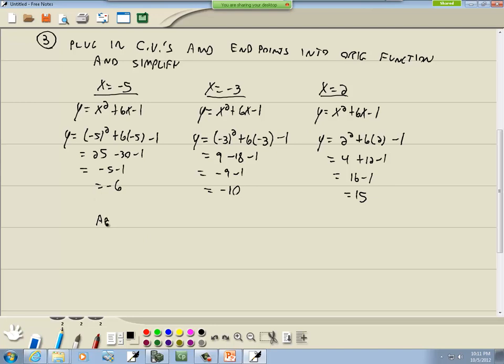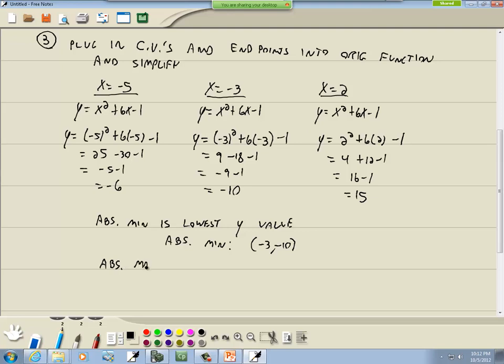Now our absolute min is the lowest y value. So on this particular problem, I got negative 6, negative 10, and 15. Our lowest value is negative 10. So our absolute min is the point negative 3, negative 10.